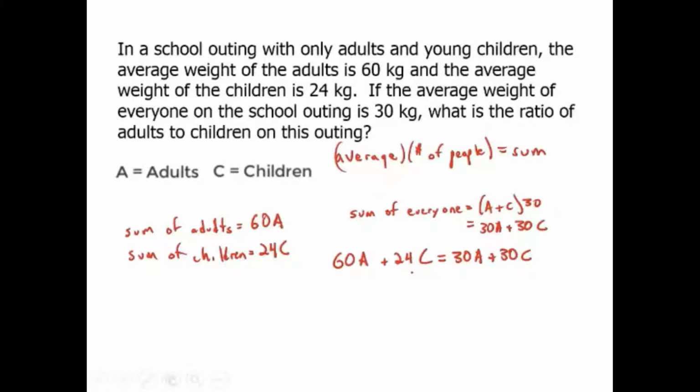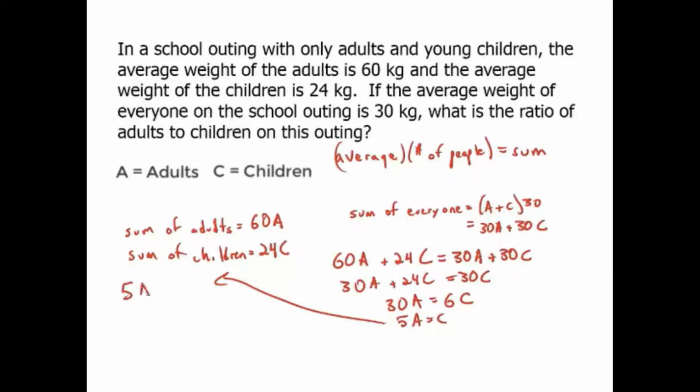Subtract 30A from both sides, we get 30A plus 24C equals 30C. Subtract 24C from both sides, we get 30A equals 6C. Divide both sides by 6, we get 5A equals C. And from this, we want the ratio of A to C, adults to children.